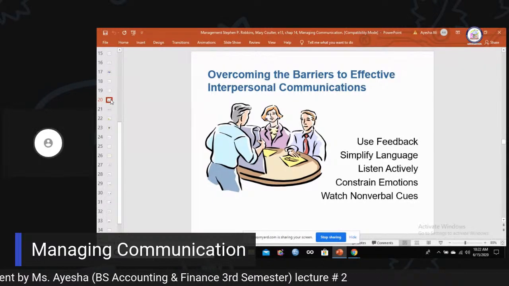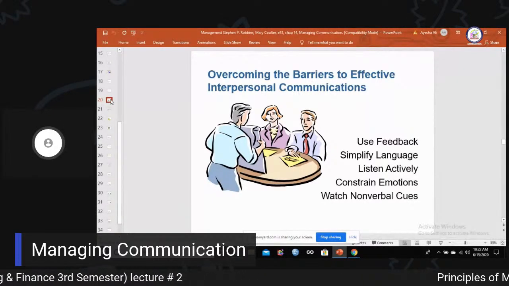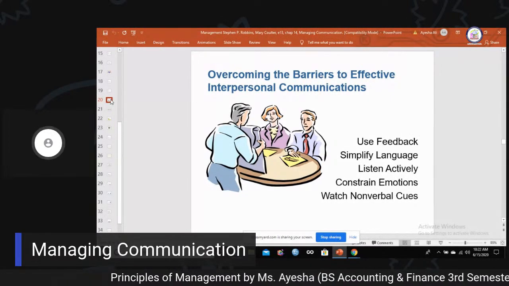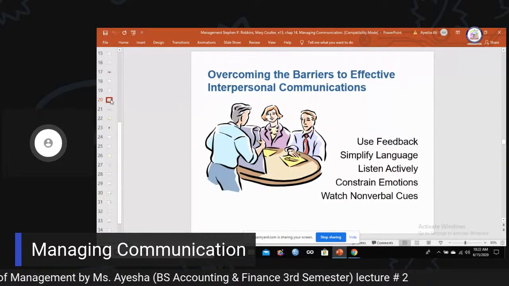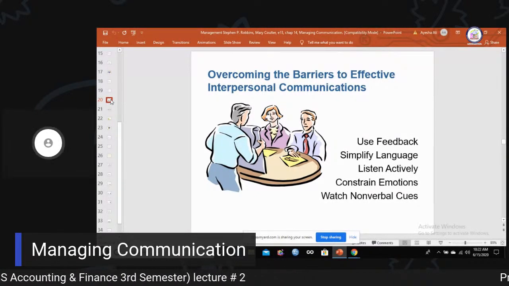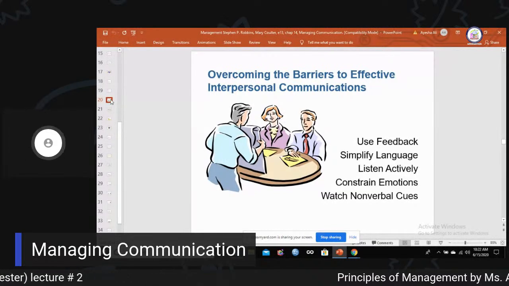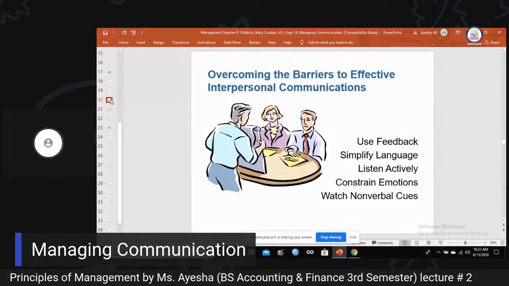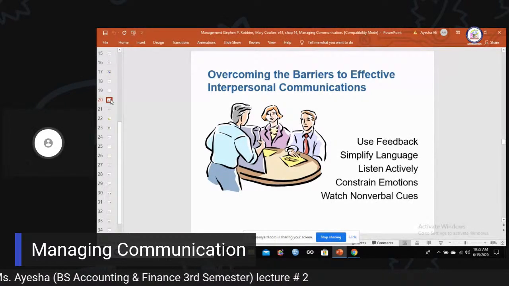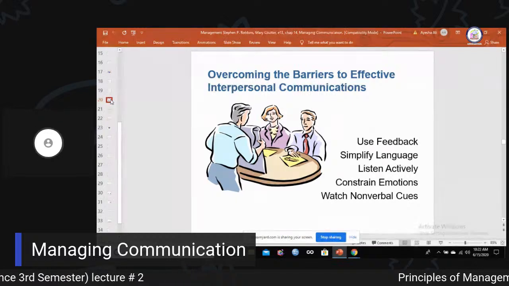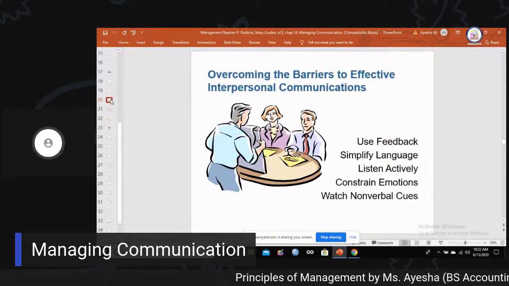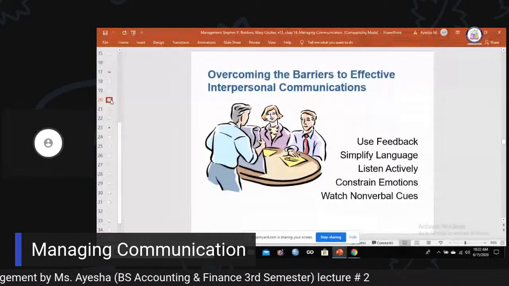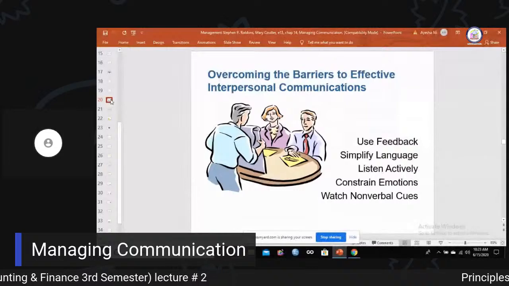Then we have watch the nonverbal cues. If we are engaged in communication, we can observe the receiver's facial expression, gestures, and body movement. So we can perceive whether he or she is taking interest in my message, my intended message. And if we get any clue that he or she is confused, we can explain it, or ask for a response. So it also decreases the barrier. And after considering all these points, we can increase the effectiveness of communication.